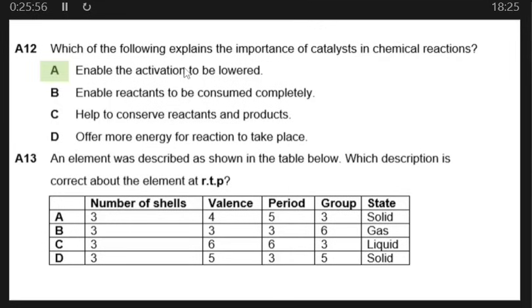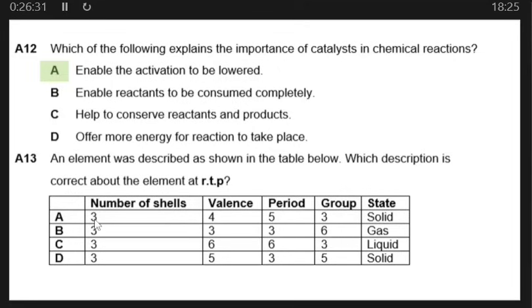A13 says an element was described as shown in the table below. Which description is correct about the element at RTP? RTP stands for room temperature and pressure. Let's look here: number of shells, valence, period, group, state. State: solid, gas, liquid, solid. Group: 3, 6, 3, 5.